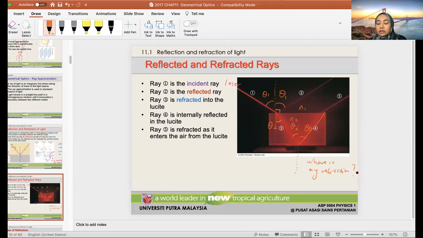Okay, so this scenario where your light is totally reflected is called total internal reflection. The name already tells you. So it's called total internal reflection, or TIR. We will talk more on this part later.